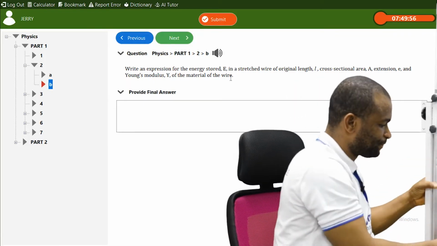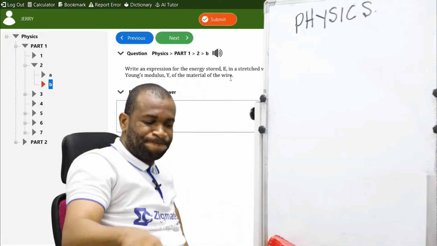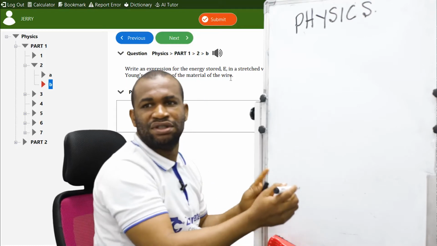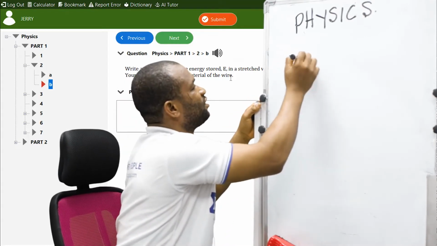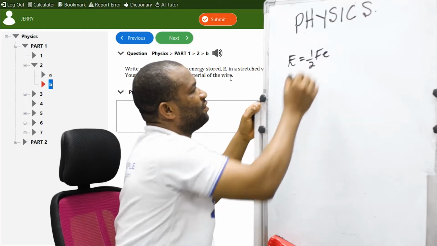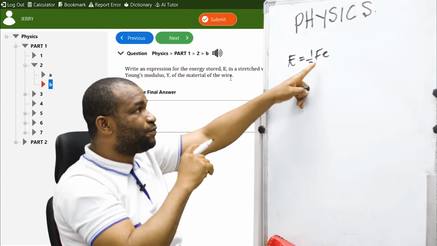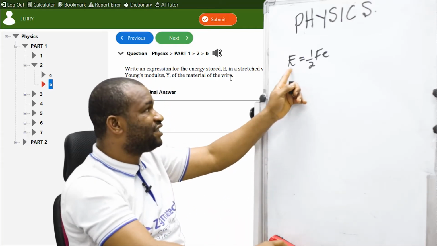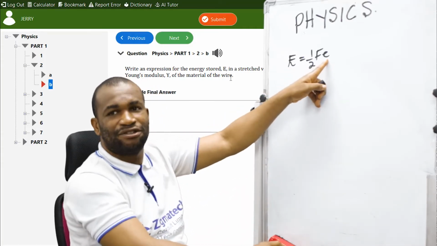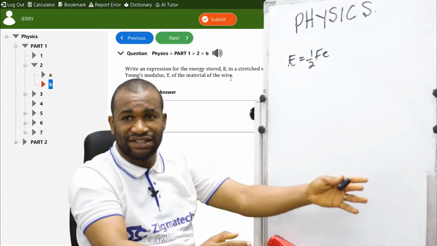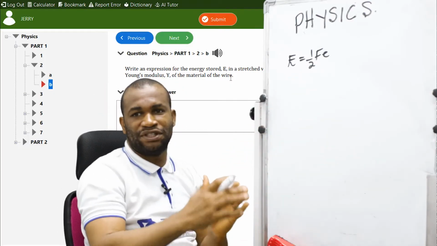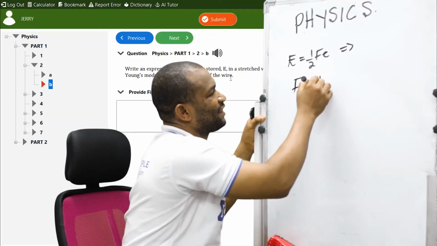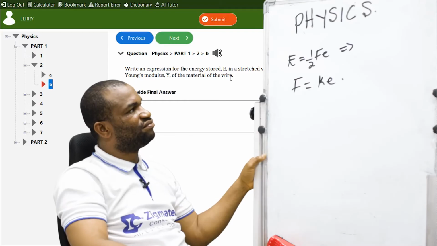All right. Okay, the energy stored, E, is given as half F e, the average force times extension. Remember, energy is force times distance, and this e is representing the distance. But because it is energy, we have to consider the average force. But then F itself, force, is given as k e. That is F.